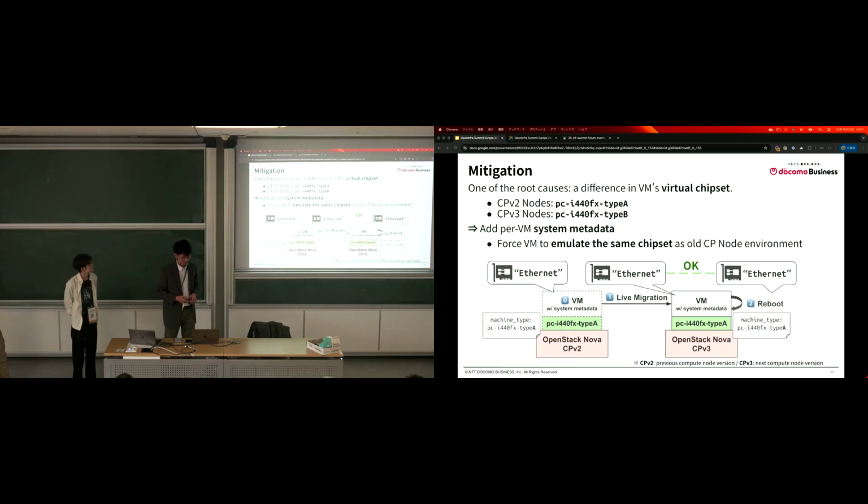As we continued to investigate for a solution, we found this problem was related to the VM's virtual chipset in the old and new platform. Both were using PCI 440FX, but the version indicated by suffix was different. Then we discovered a workaround applicable to OpenStack Nova, that is using system metadata. Unlike common metadata, system metadata cannot be modified by users and is for administrators only.